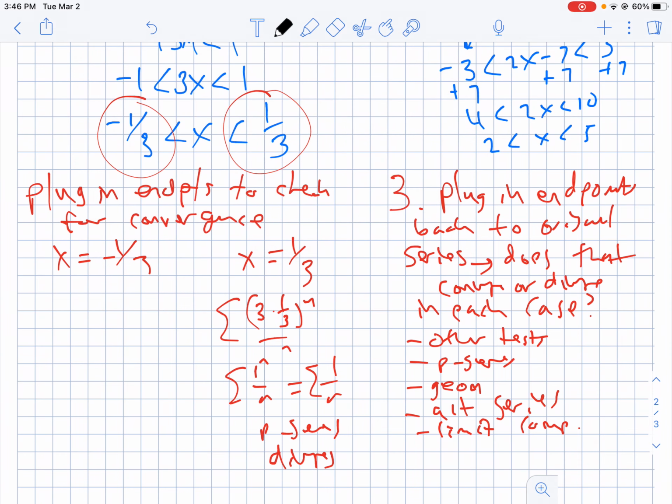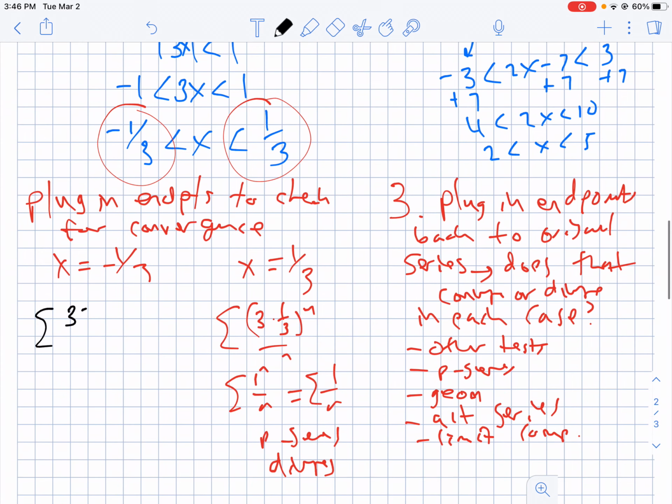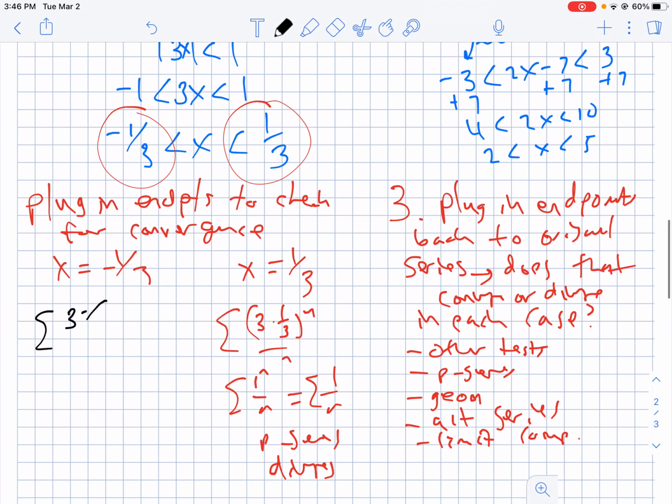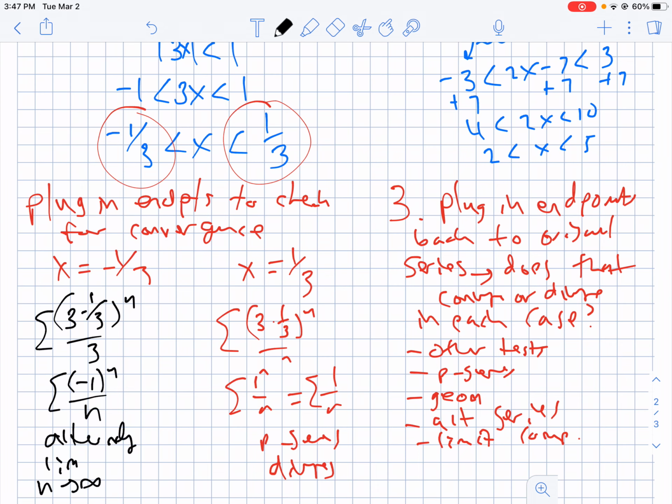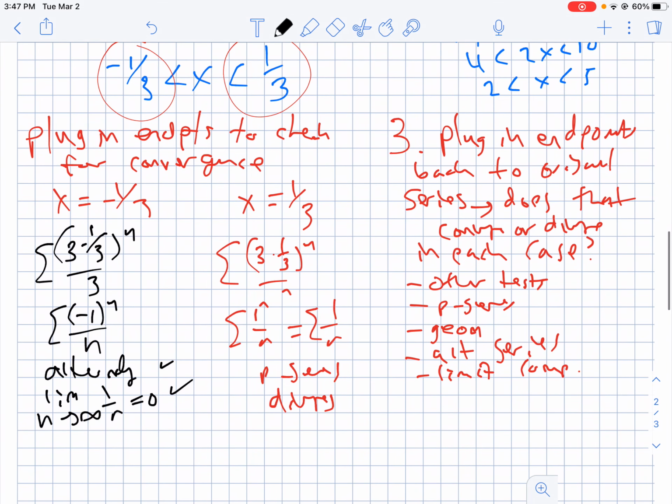Okay, when you plug in -1/3, you get the sum of (3 times -1/3)^n over n. So this is the series of (-1)^n over n. So now we consider some of our other tricks. Okay, this is an alternating series, so we're just going to take the limit as n goes to infinity of 1 over n, and we get 0. So we know it alternates, goes to 0, the absolute value terms decrease, so we know it converges.